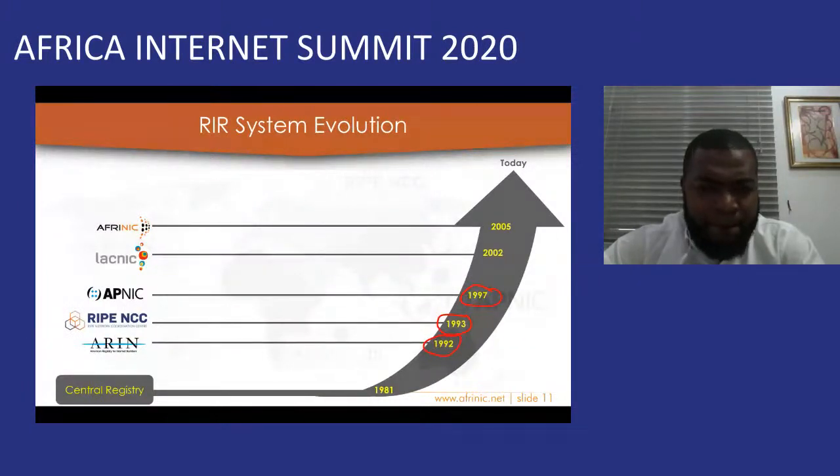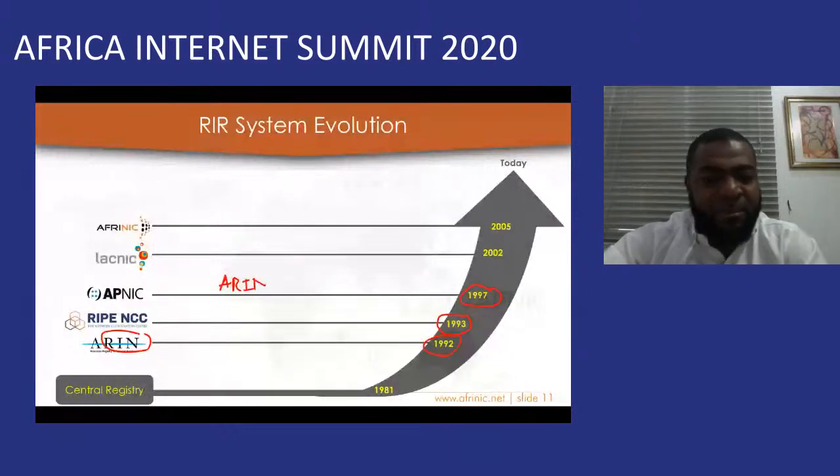RIPE-NCC was the first. So there is a typo in this slide. Yes, I need to clarify that. So RIPE-NCC was the first. So ARIN was created in 1997. So here we have ARIN. So this is a typo that has to be fixed, and I will do the update before I share the slide. So AFRINIC is here.